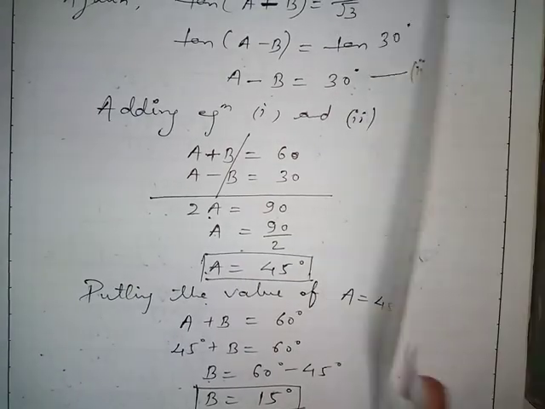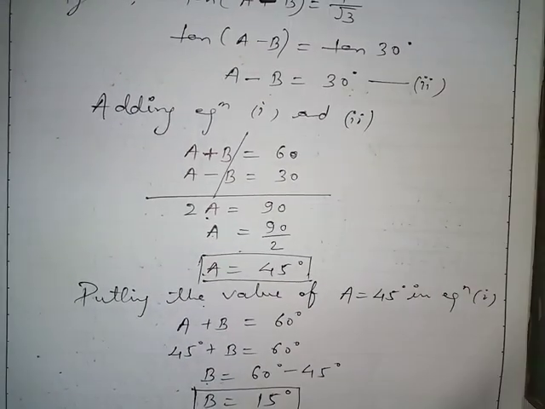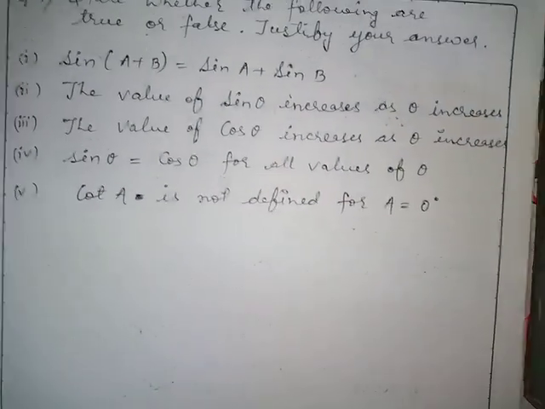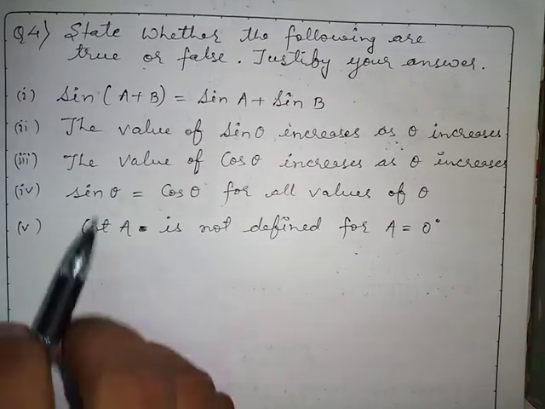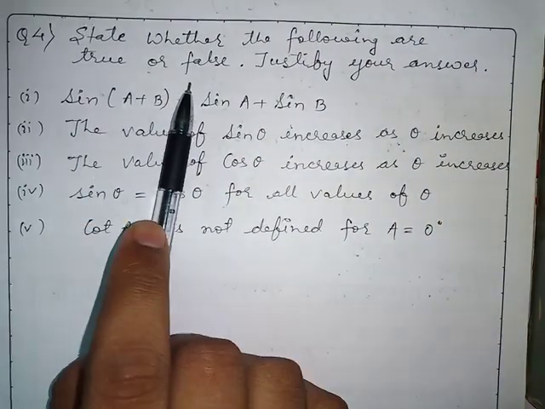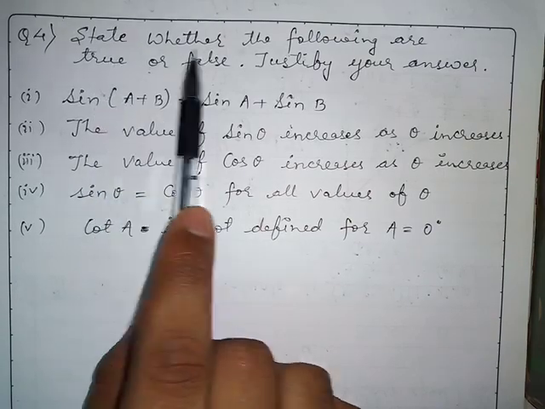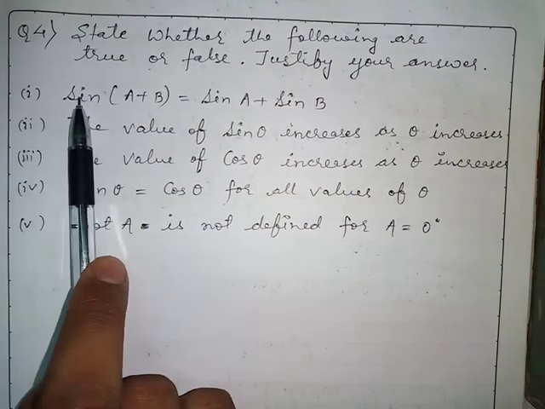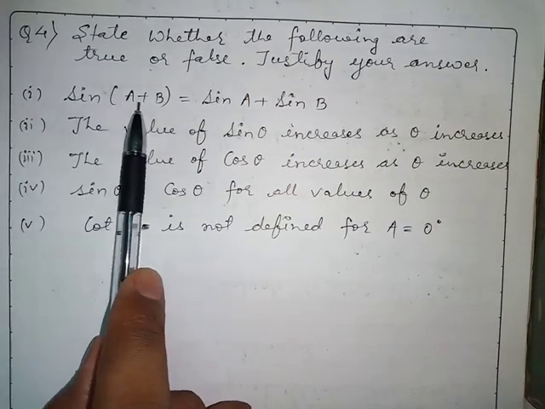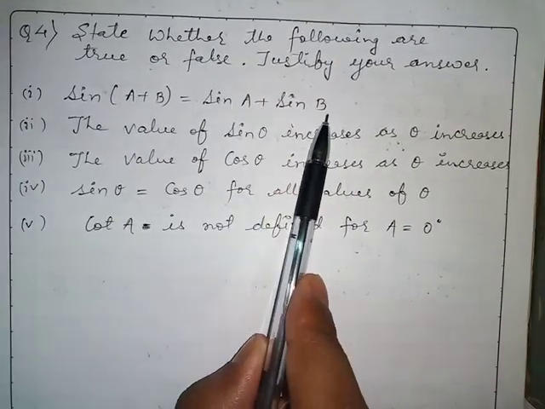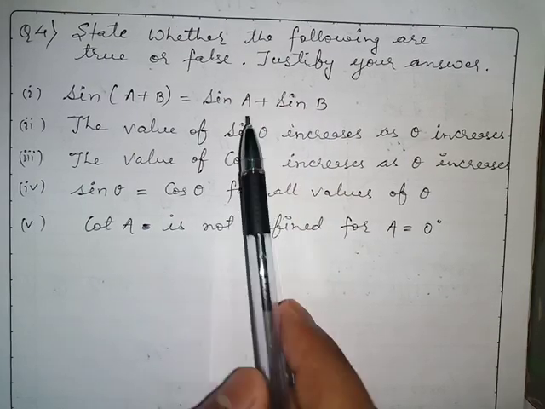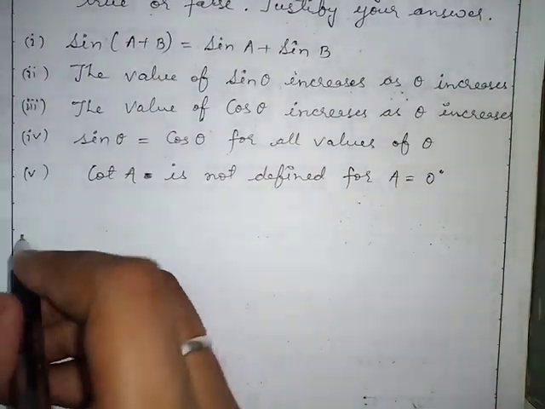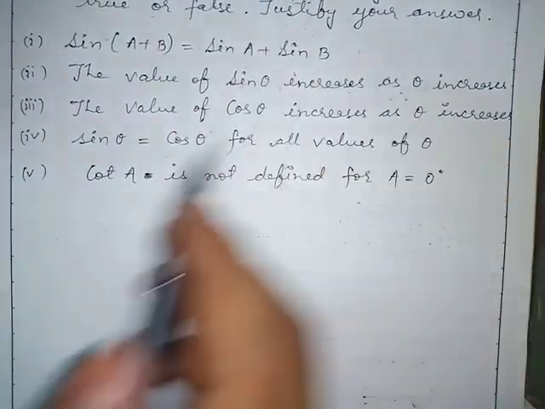Now we will do the next question, that is question number 4 of exercise 8.2. This is the true or false question. State whether the following are true or false. Justify your answer. Okay. First question is, sin(A plus B) is equal to sin A plus sin B. Is it correct or not? Okay. You have to check for any two angles. See, you have to justify your answer also.